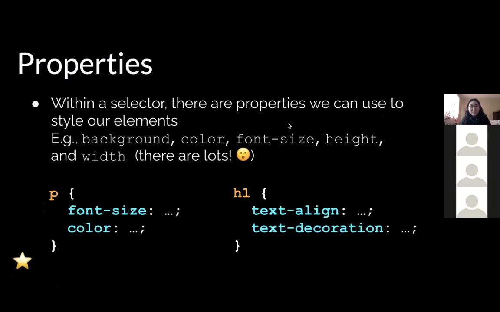So next we have properties. So within a selector, there are properties we can use to style our elements. This could be background, color, font size, height, etc. There's a lot of properties that you can change. Generally speaking, they're either one word, and if they're two words, they're usually connected by a dash. So here are some examples. We have font-size, colon, dot, dot, dot, and then semicolon, and we'll get into what goes here on the next slide. And then here's another example.